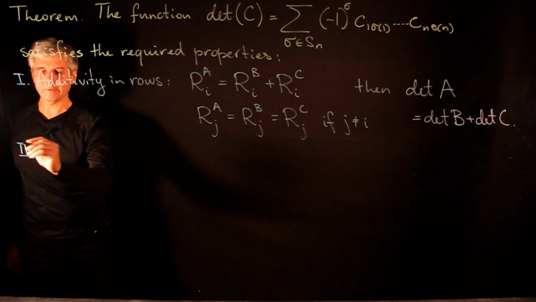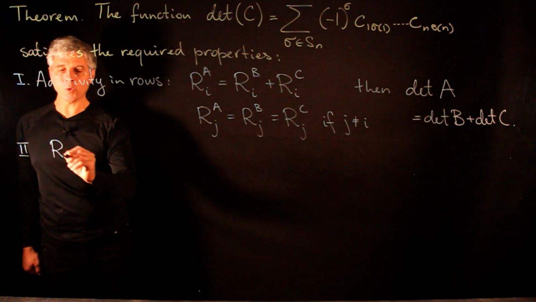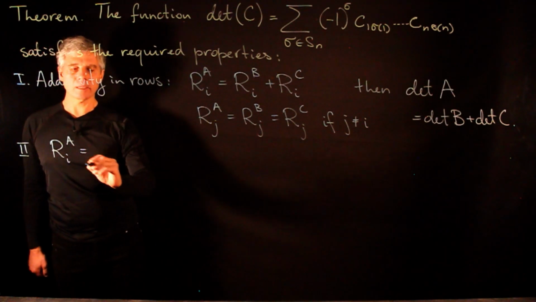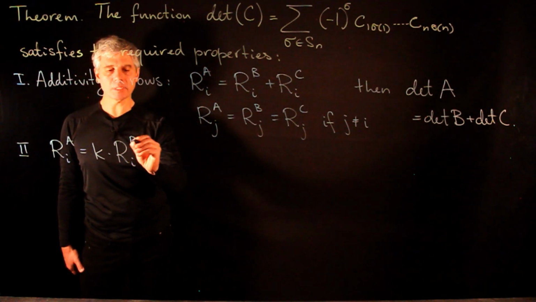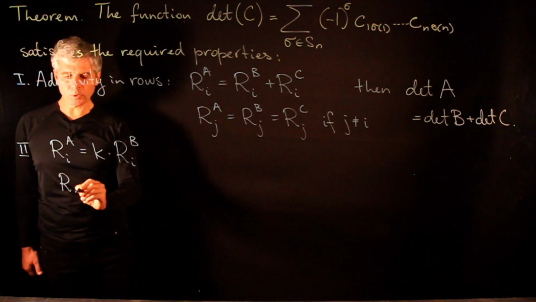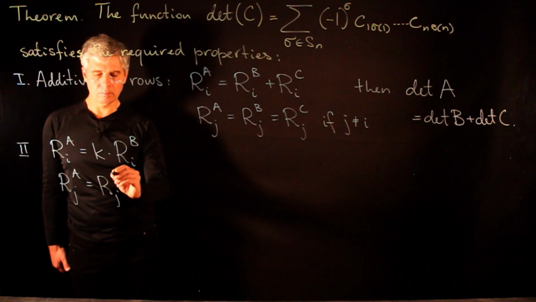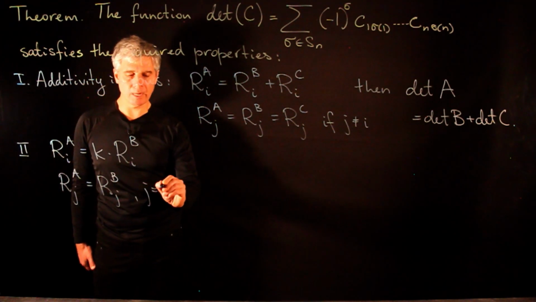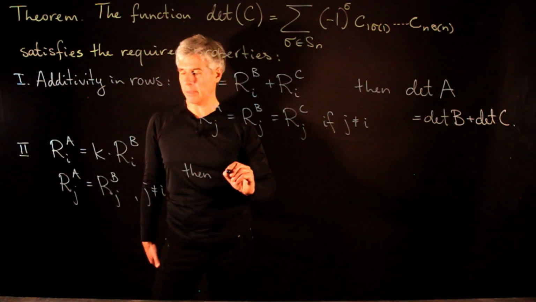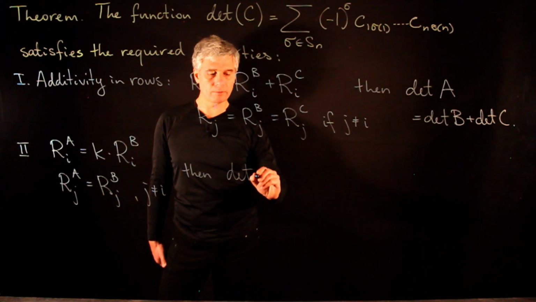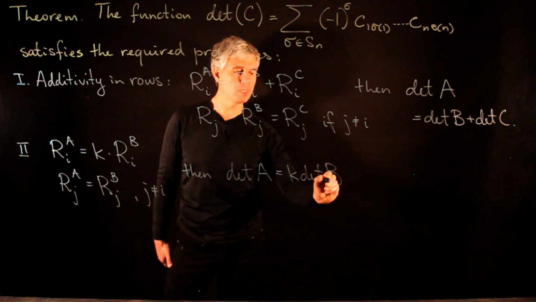The second property: if we have two matrices A and B, and row I of matrix A is a constant multiple of row I of matrix B, and all other rows are the same, so for J different from I, then the determinant of the matrix A is K times the determinant of the matrix B.